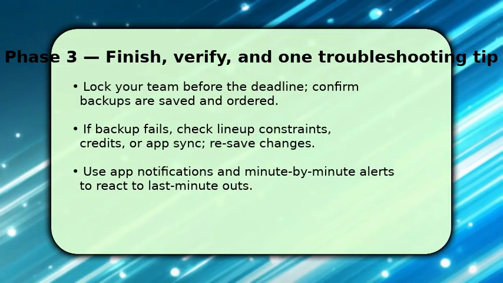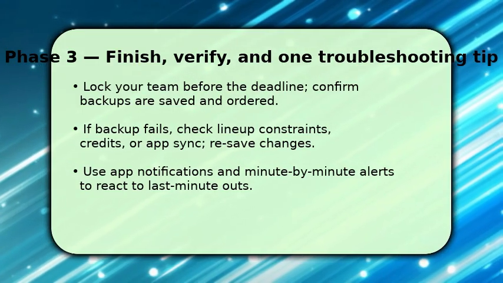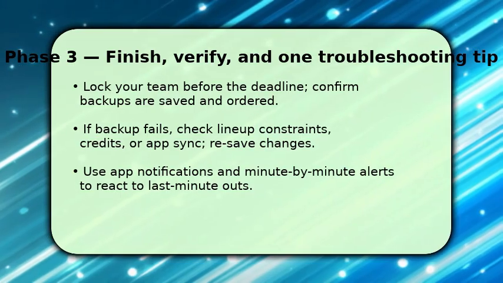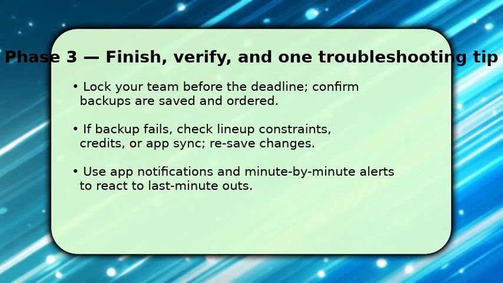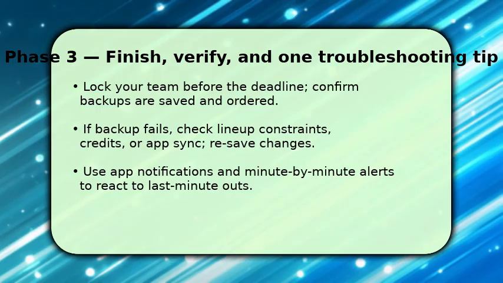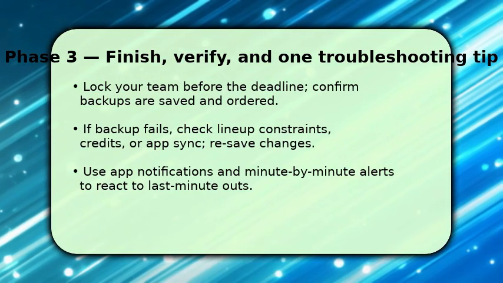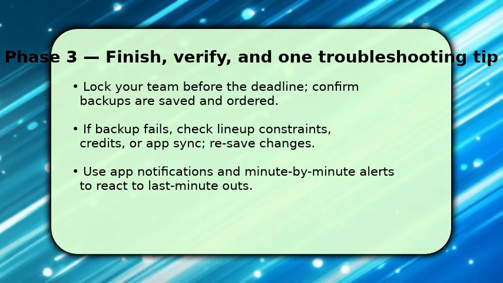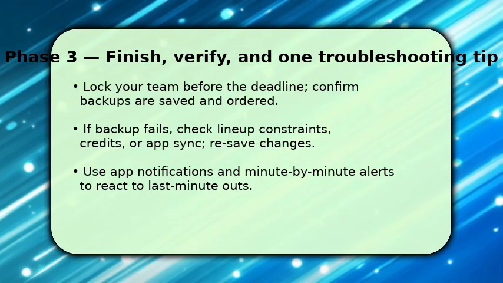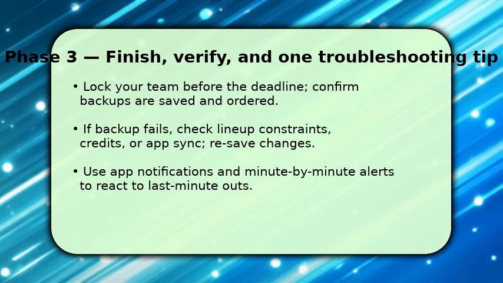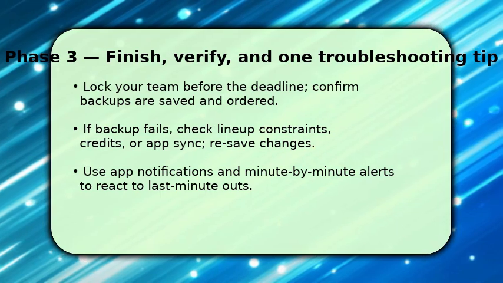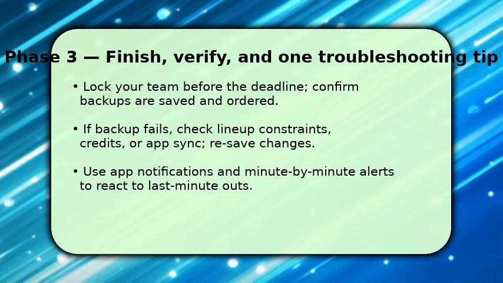If something goes wrong, backups not applied or wrong player substituted, check common issues, lineup constraints, insufficient credits, or an app sync error, then reopen editor, fix the issue, and resave. Finally, enable notifications and set minute-by-minute alerts so you can react to last-minute player outs or toss changes. And that will keep your backup plan working.